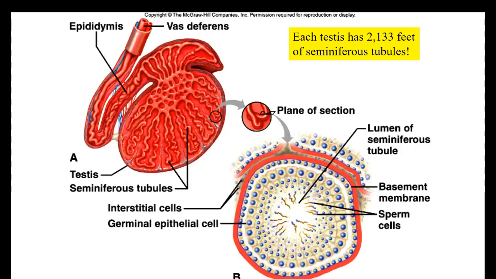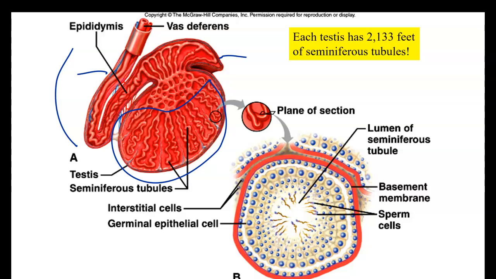Alright, so what you're seeing in this view here is going to be kind of a side view. So the first one up here, this is going to be kind of a superficial cut, so you can look at it and you can see all the different tubules and how they lead up to the epididymis here, and then eventually the vas deferens, which is here. Now if you look at all of these different tubules, each testis is going to have about 2,133 feet of seminiferous tubules. So that's going to be all the tubules that are going to be through this area here.